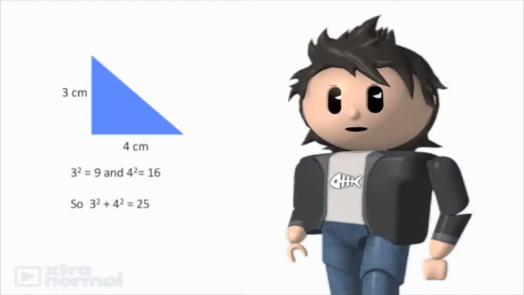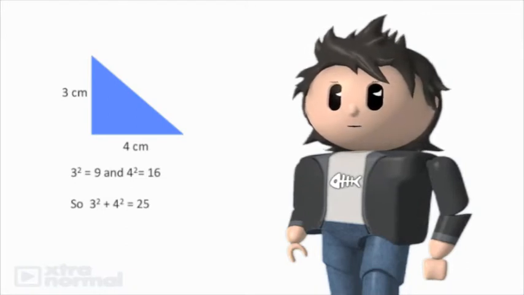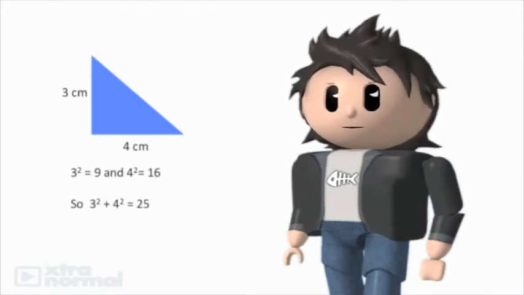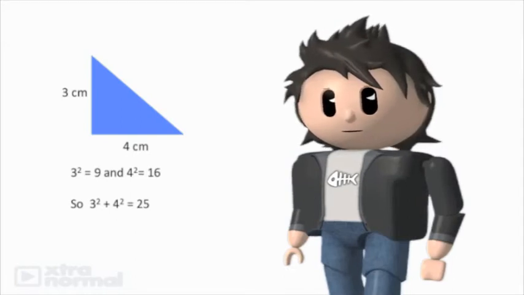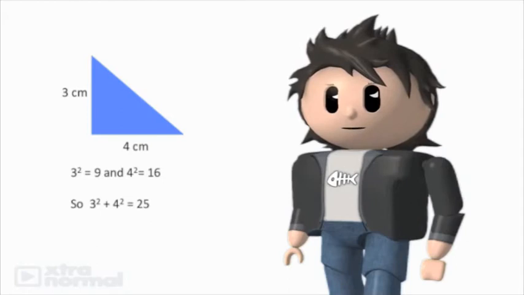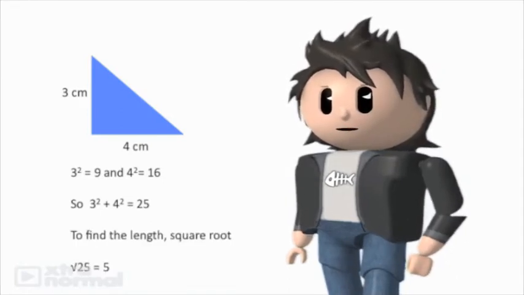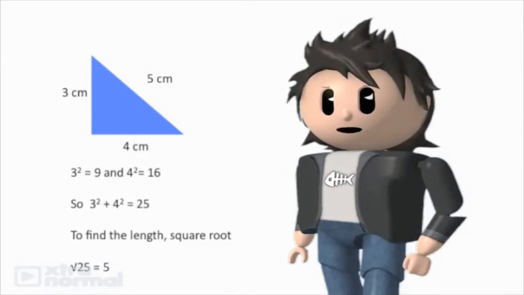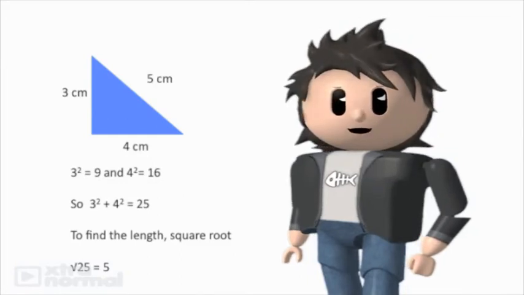We need to remember that this is the area of the square, and not the length of the sides, so to find the length I need to take the square root of this value, the inverse, or opposite of squaring. The square root of 25 is 5, which is the length of the side I'm trying to find. Simple, innit?